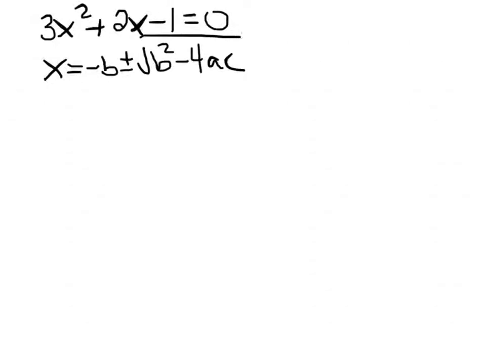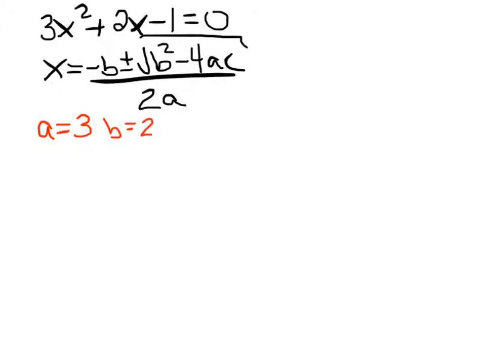Again, my quadratic formula is x equals negative b plus or minus the square root of b squared minus 4ac all over 2a. So again, first looking at my equation and determining what my a, b, and c are, I see that a is again the coefficient on my quadratic term, so a equals 3. B will be the coefficient on my linear term, so b equals 2.